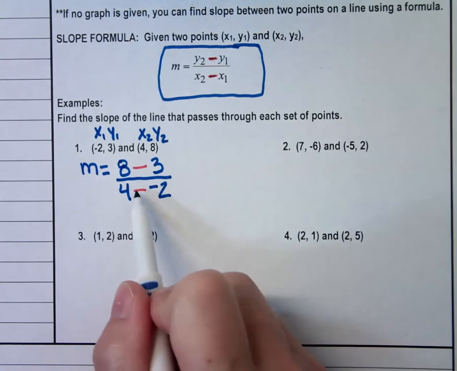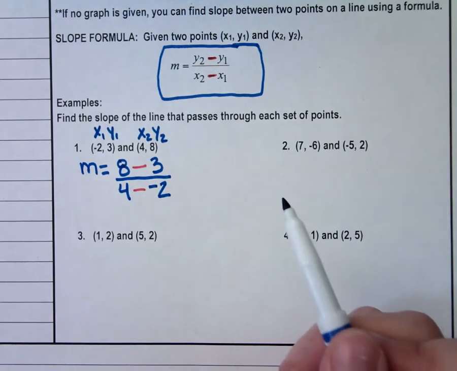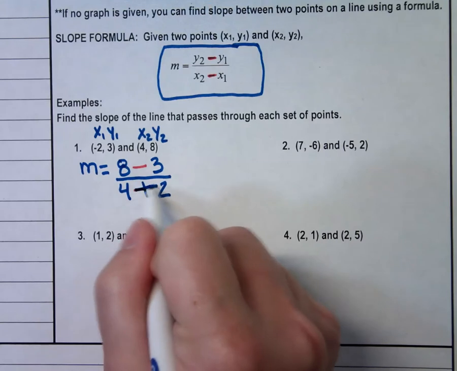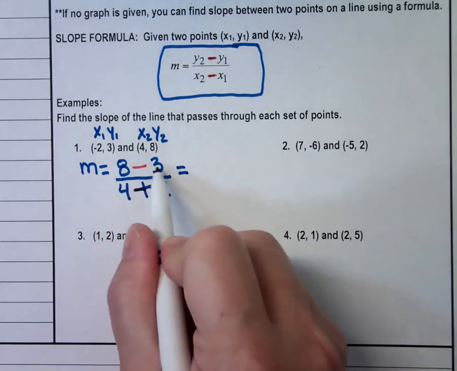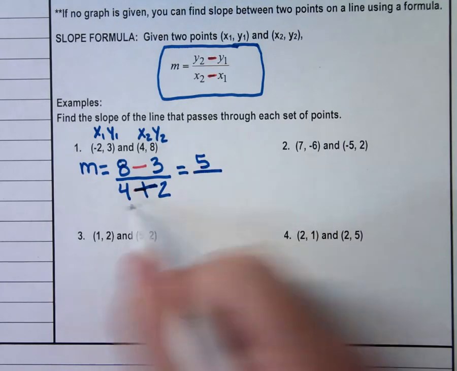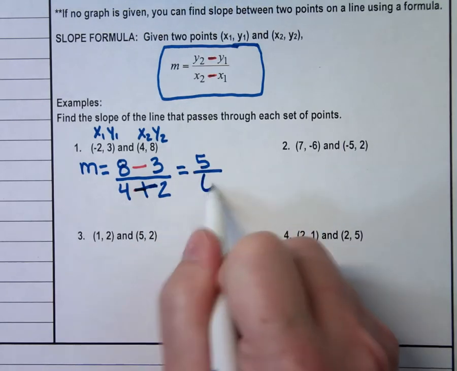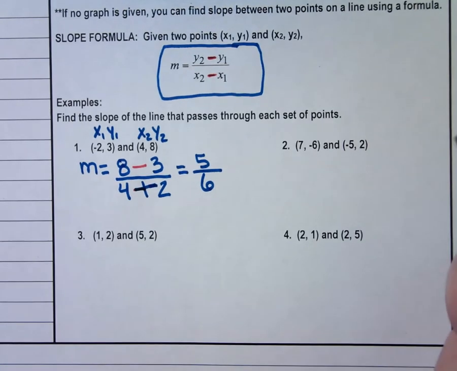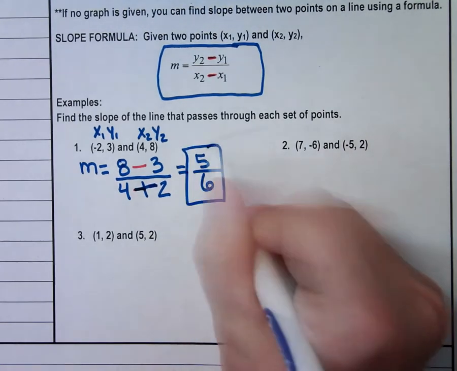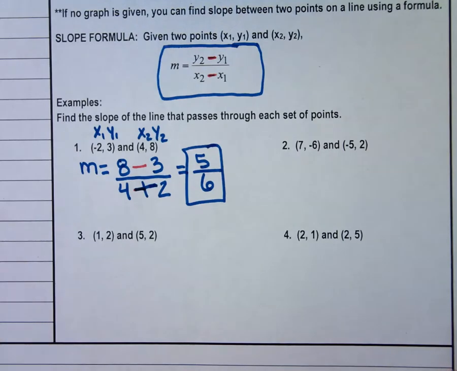Now here notice I have a minus and negative back to back. What happens with that? Giant plus. Okay, now I'm ready to just work it out. 8 minus 3 is 5. 4 plus 2 is 6. If I could reduce this, I would, but I can't. So that's it. Our slope is 5/6. And that's how the formula works.